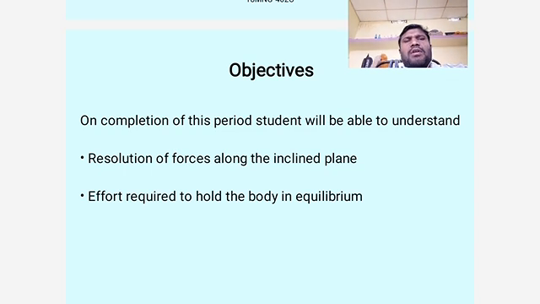Objectives: resolving of forces along the inclined plane, and the effort required to hold the body in equilibrium.